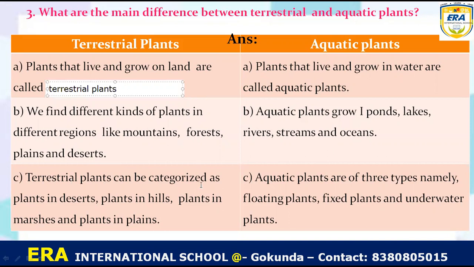Terrestrial plants can be categorized as plants in desert, plants in hills, plants in marshes and plants in plains. But aquatic plants are also classified into three categories: floating plants, fixed plants and underwater plants. Okay, next slide.